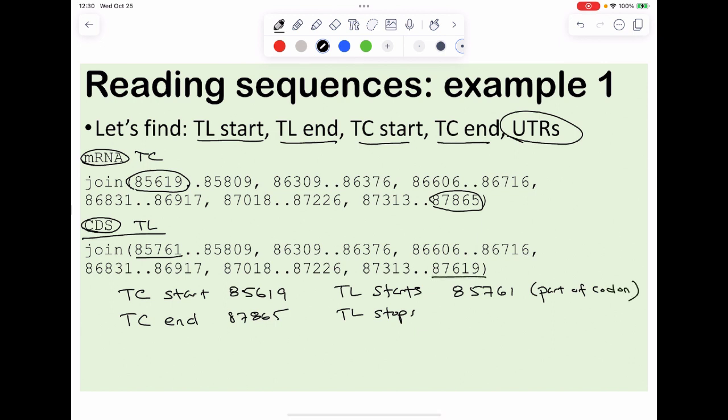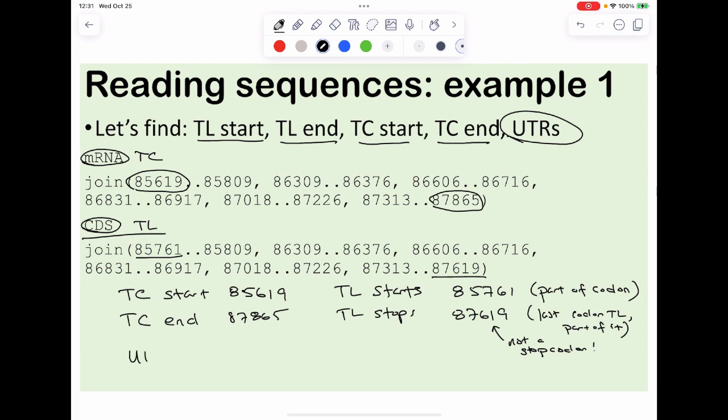And the last one that's going to be translated is going to be 87619. And this is going to be the last codon translated. And it's obviously part of it. Of note, this is not a stop codon.